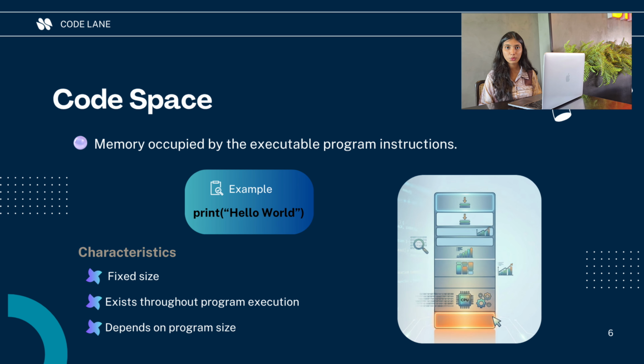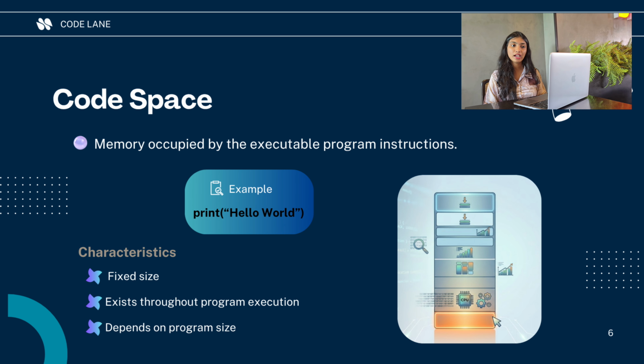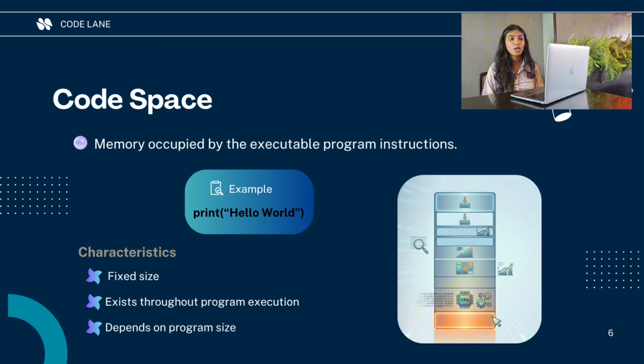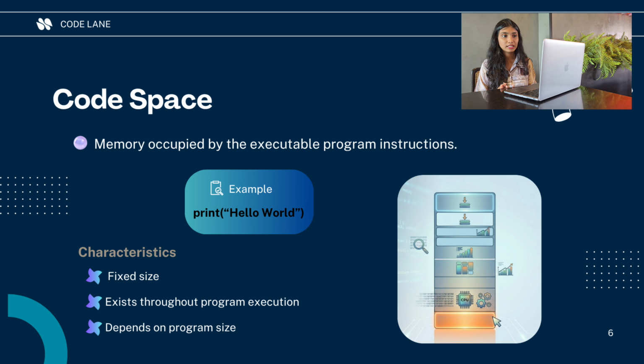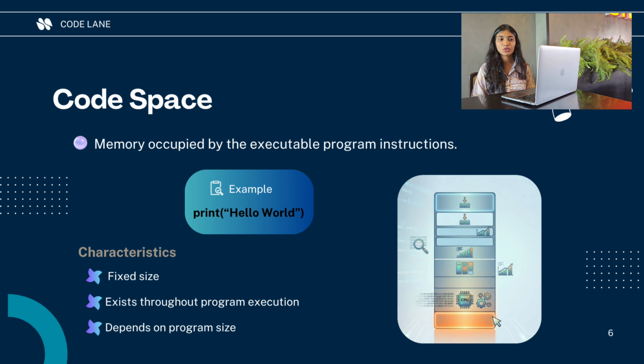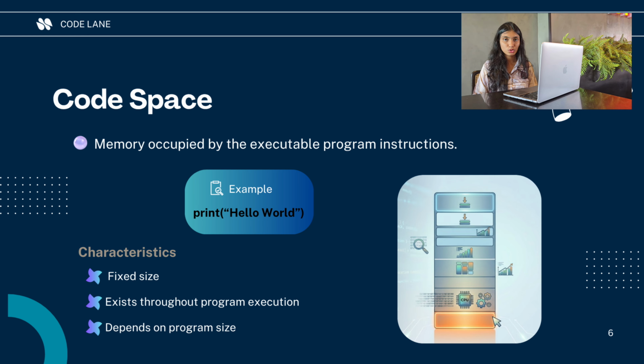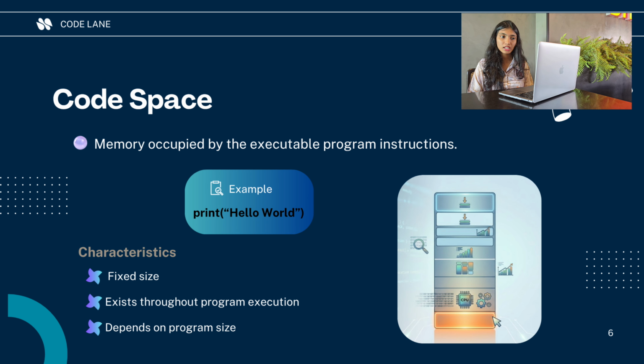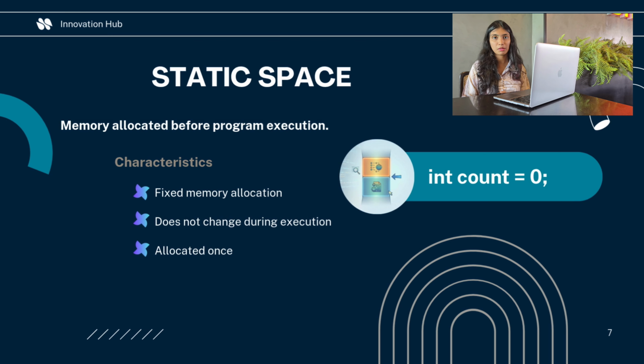Now let's see code space. Code space refers to the memory occupied by the actual instructions of a program. When we write source code and compile it, those instructions are stored in memory so the processor can execute them. Code space is usually fixed because the instructions do not change while the program is running. The size of code space depends mainly on how large the program is. Every application, whether small or large, requires some amount of code space in memory.